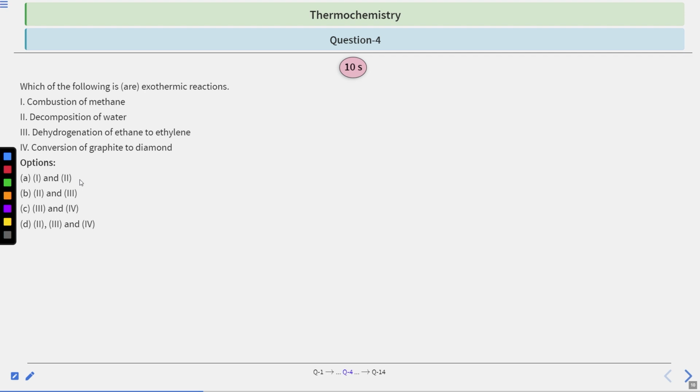Okay, so let's move to question number 4. Which of the following is or are exothermic reactions? First, combustion of methane. Second, decomposition of water. Third, dehydrogenation of ethane to ethylene. And fourth, conversion of graphite to diamond. Options are first and second, second and third, third and fourth, or second, third and fourth. So you have 10 seconds to solve this question. After that, we will see the answer.